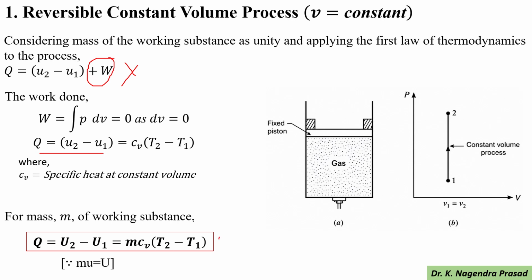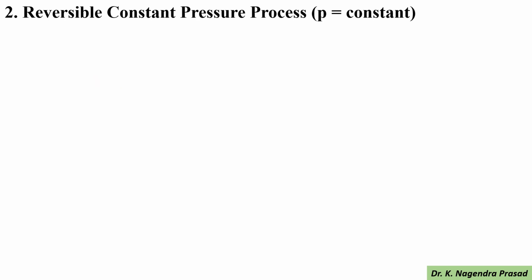So remember this equation. For a constant volume process, Q equals U2 minus U1, which is equal to m Cv (T2 minus T1). Let's see the second process, that is the reversible constant pressure process, where pressure is constant, that is P equal to constant.